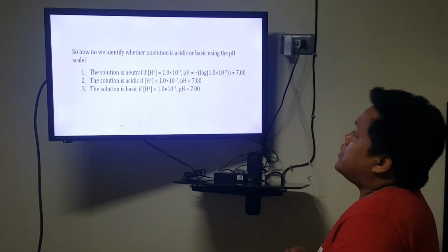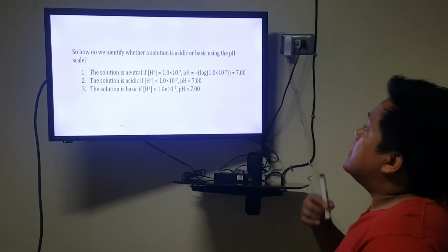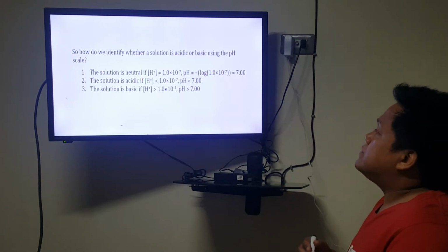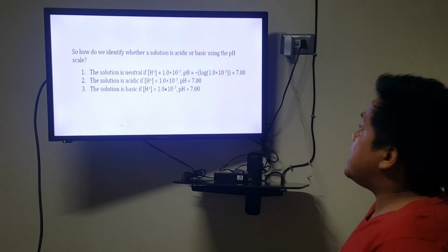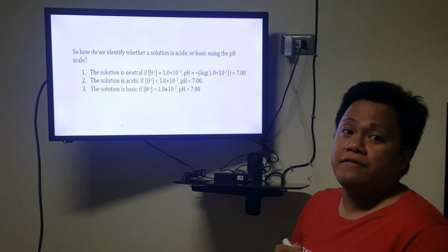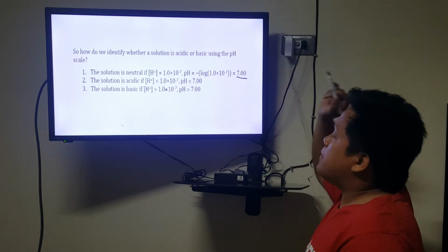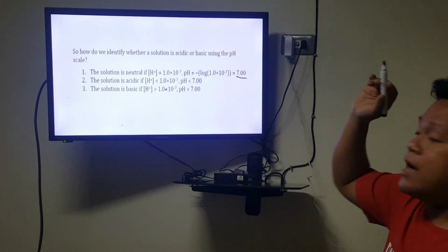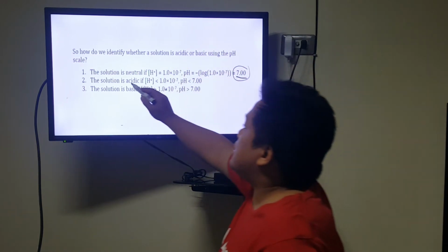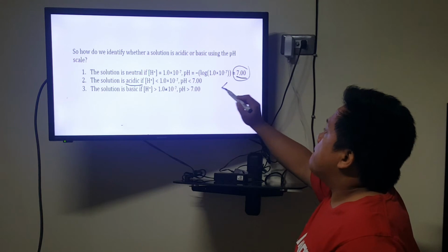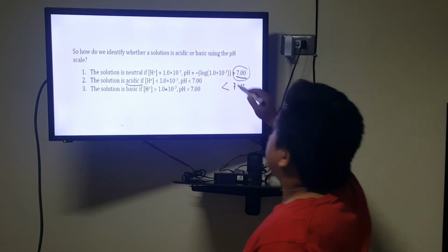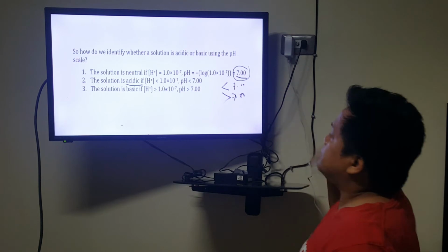So how do we identify whether a solution is acidic or basic using the pH scale? Number 1, the solution is neutral if H+ is equal to 1.0 times 10 to the negative 7, so pH is equal to negative log of 1.0 times 10 to the negative 7, which is equal to 7. So meaning to say, if our solution is neutral, the pH would be 7. If it is acidic, it should be less than 7. If it's basic, it is greater than 7. Right?